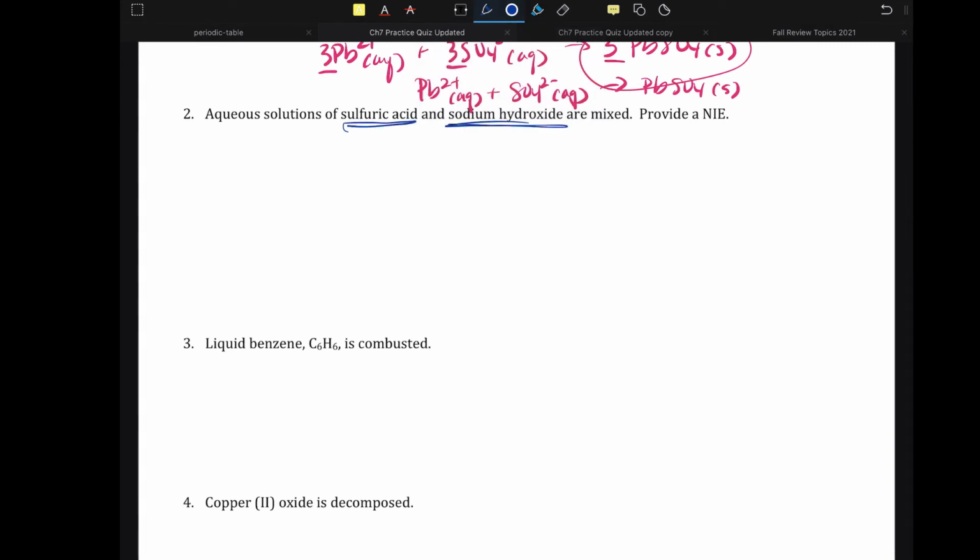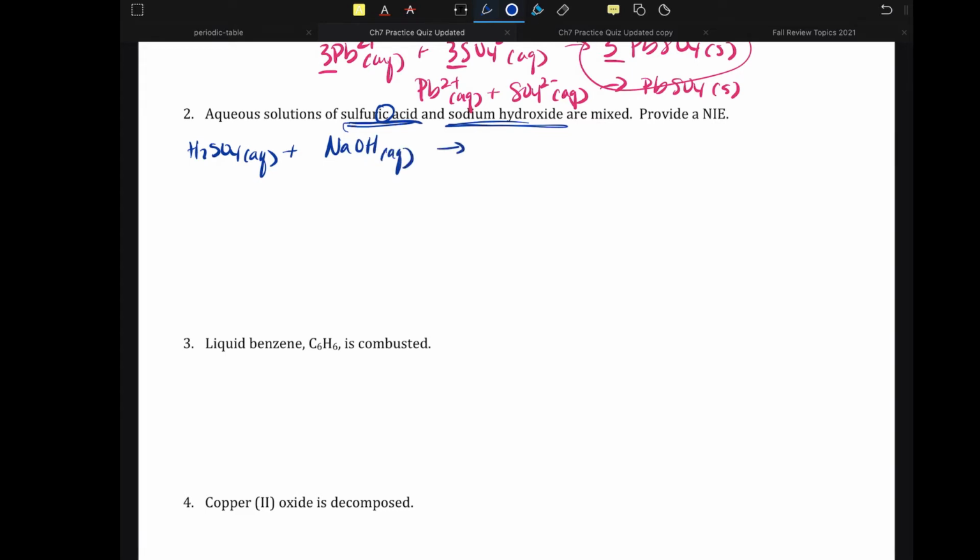All right, next up, it says we have aqueous solutions of sulfuric acid and sodium hydroxide, and they are mixed, right? So same thing, let's come up with some formulas. Sulfuric acid comes from sulfate, which has a charge of -2, which means H2SO4, aqueous, plus sodium hydroxide, so that would be our NaOH, and it tells us it's aqueous, right?